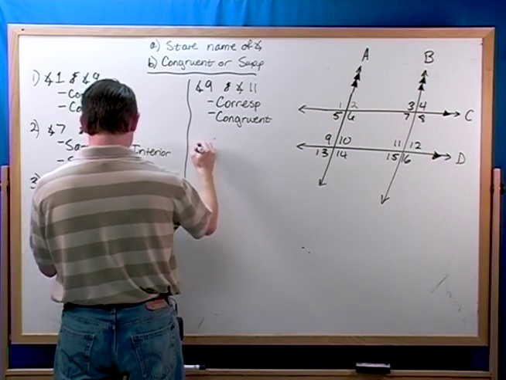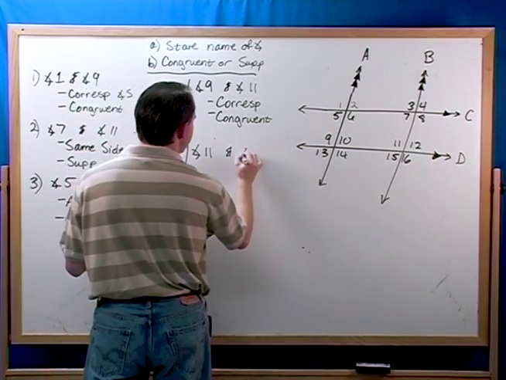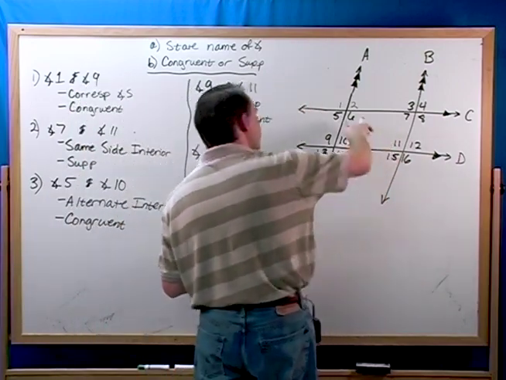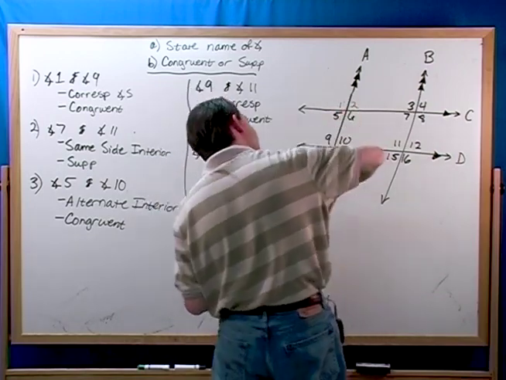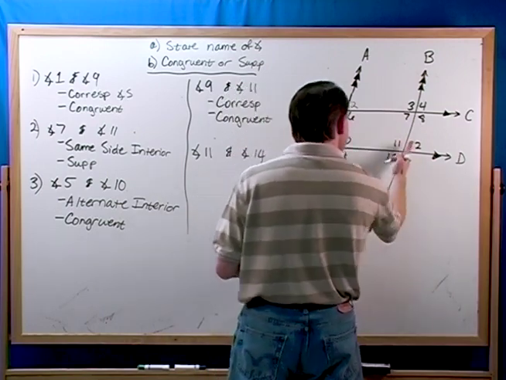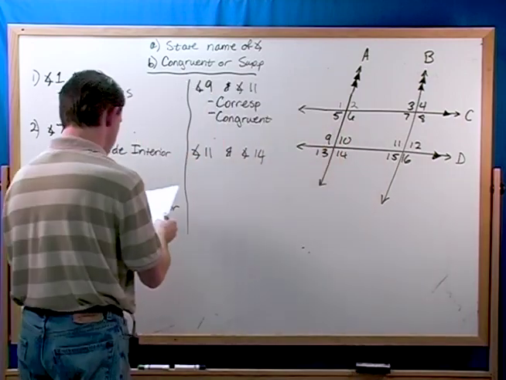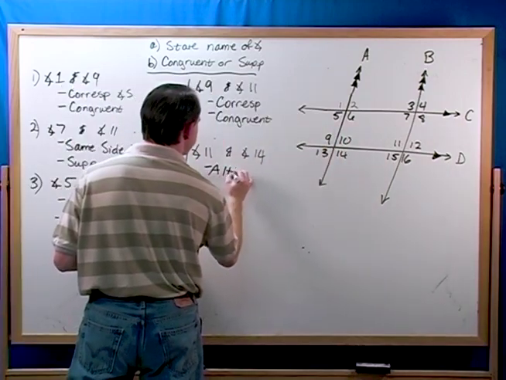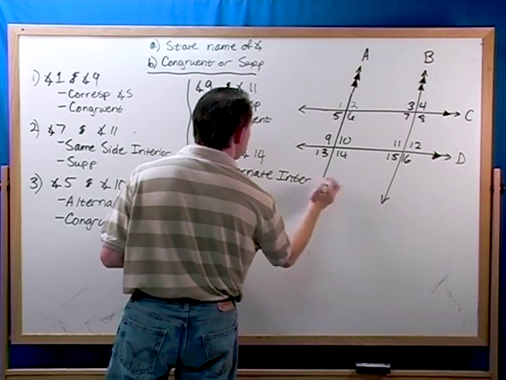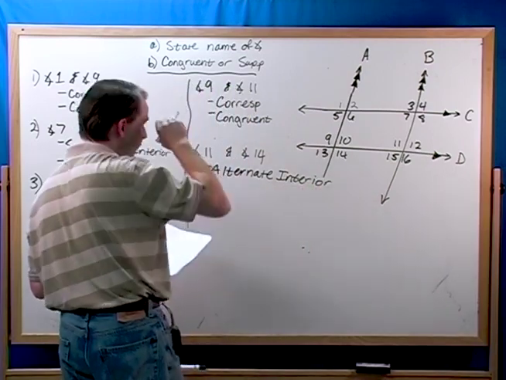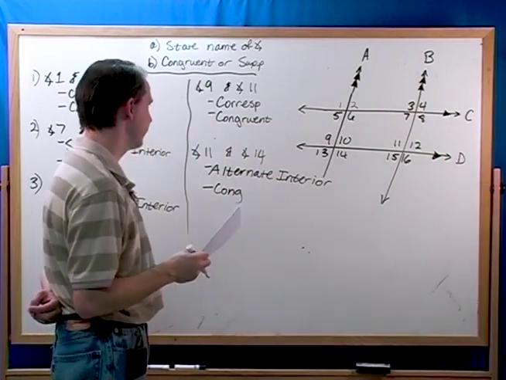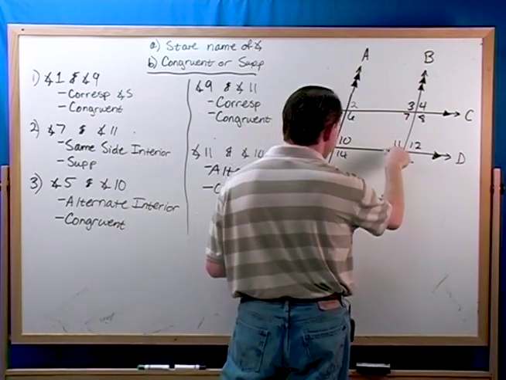Okay, so the final one we'll do is 11 and 14. Here's 11 and here's 14. Again, it looks a little bit funny because you're used to looking up and down, but if you look side and side, 11 and 14, they're on alternate sides of this transversal, right? And they're interior because they're interior to these two lines, so they are alternate interior angles. And if you look back at your theorems, alternate interior angles are always congruent. And you can see this angle looks about the same as this angle right here.